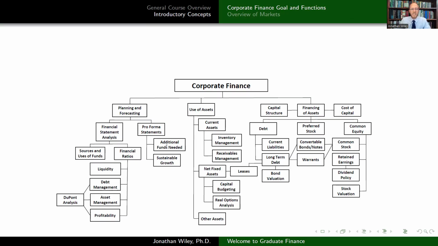So we are actually projecting out financial statements and trying to figure out how much money we're going to need to support the growth that we're projecting. How much could we grow without needing more financing? So the sustainable growth. All of this fits within that planning and forecasting.